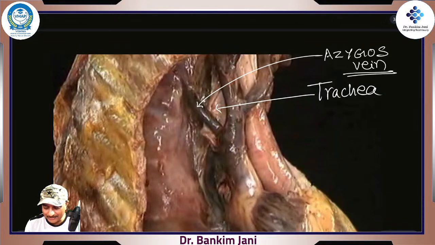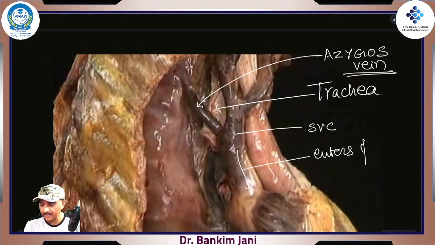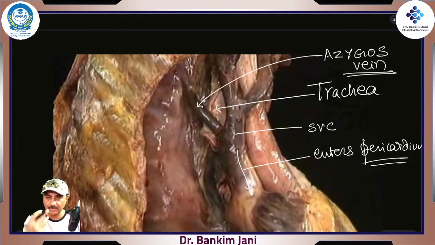So this is the superior vena cava, and that's the point where it enters the pericardium. It means when we'll be discussing the pericardium, we'll say this characteristic, that the pericardium also covers the root of those great vessels. So that is the superior vena cava.